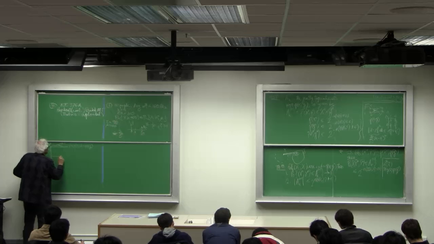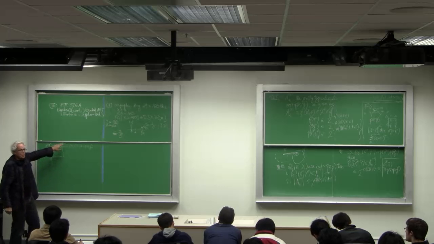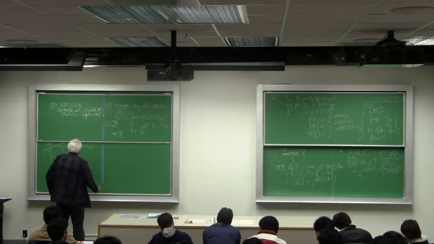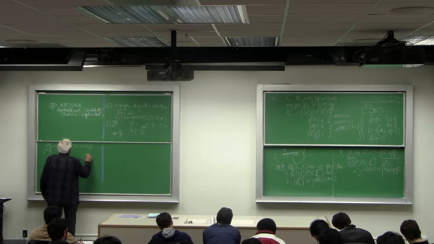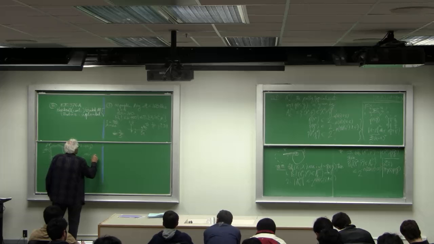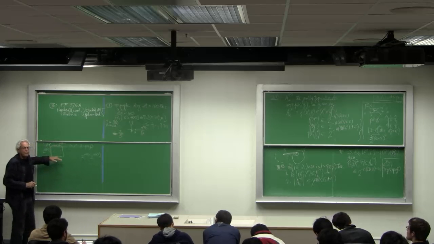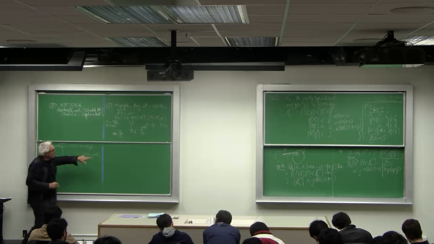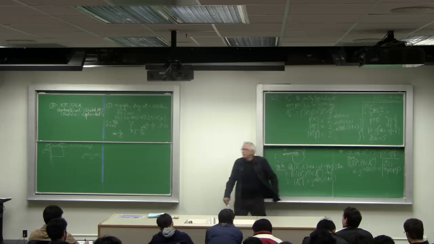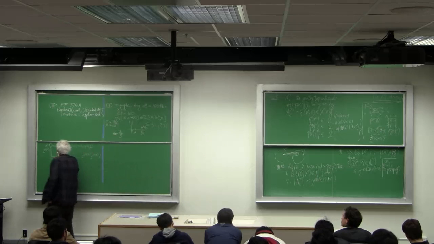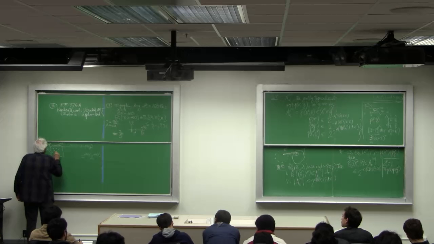So how many XY pairs do I have that are individually typical? Well, that's 2 to the n H of X times 2 to the n H of Y. That's the number of entries here. But how many of them are jointly typical? If this theorem is true, they're 2 to the n H of XY. So let me put down a dot whenever a pair is jointly typical.